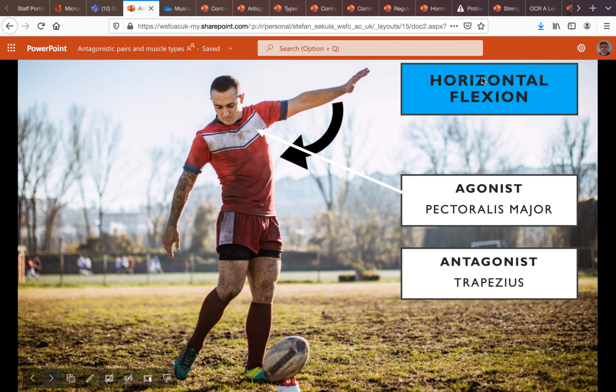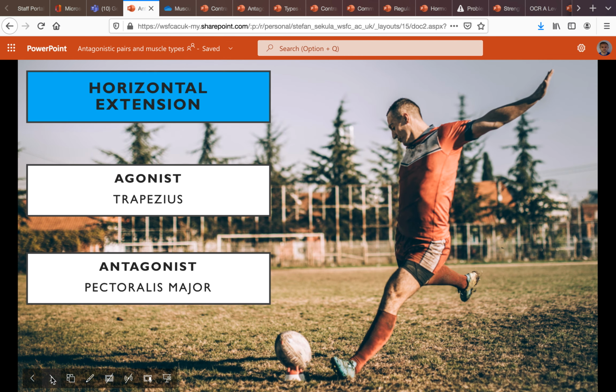We've got one more, horizontal flexion. The agonist is pectoralis major. The antagonist opposite that is the trapezius on the back. Therefore, horizontal extension, agonist is trapezius, antagonist is pectoralis major. So in this picture, this arm has moved backwards, parallel to the floor.